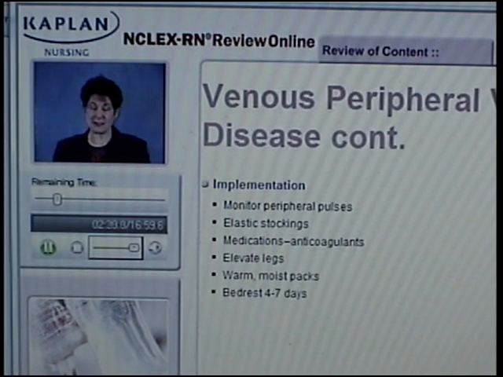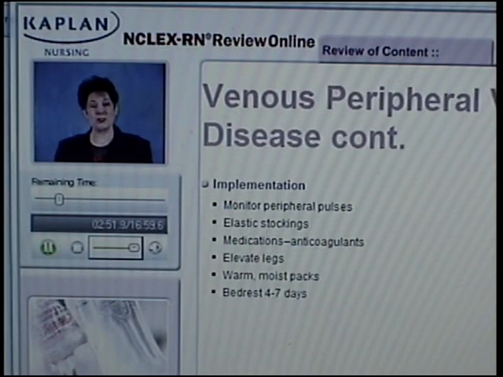Let's talk about the implementation for venous peripheral vascular disease. Again, you'll want to monitor peripheral pulses. The patients may wear elastic stockings, such as TED hose. The medications, again, are anticoagulants. These patients should elevate their legs, and the reason you want to elevate the legs is to promote venous return.